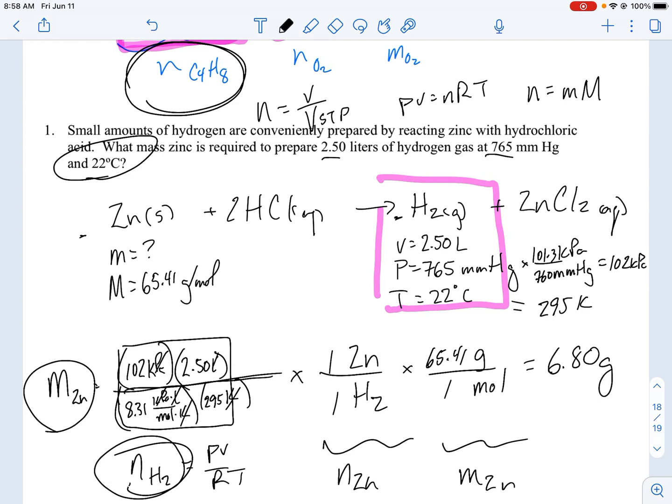So gas stoich is going to be the same idea, but I'm going to need to use one of these formulas, at least maybe 2 of them, if I'm going from gas properties and finding another gas property. Hopefully that helps you understand gas stoich.